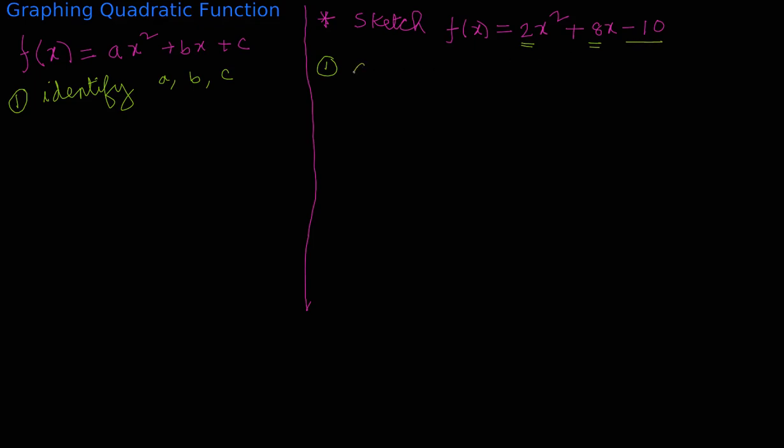So a is positive 2, b is positive 8 and c is negative 10. So we identified a, b and c. Now the second step is exactly the same as before.